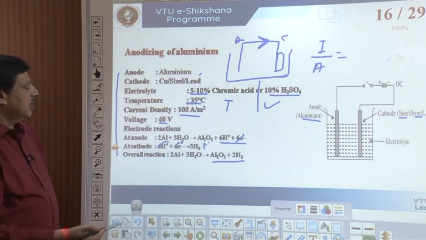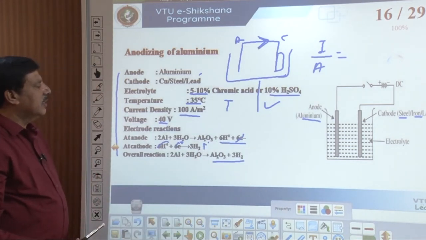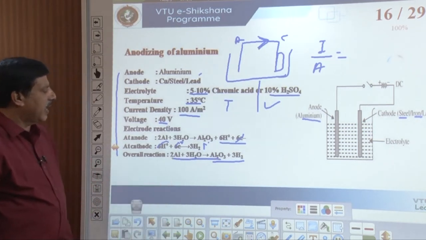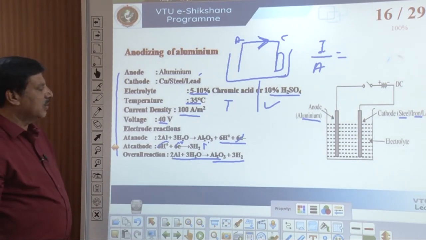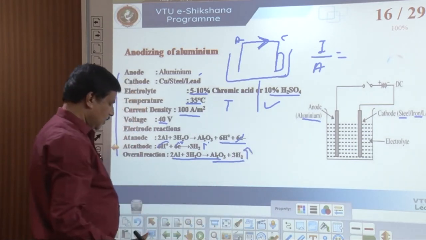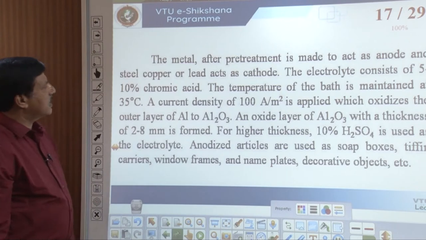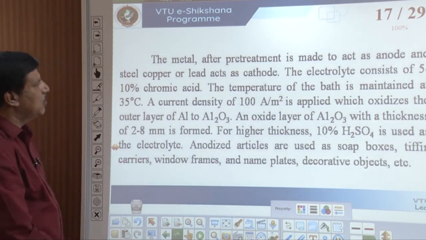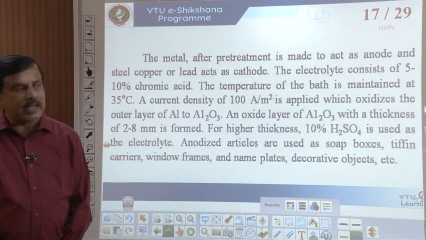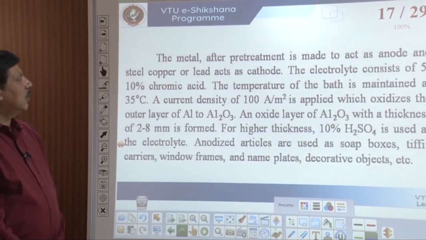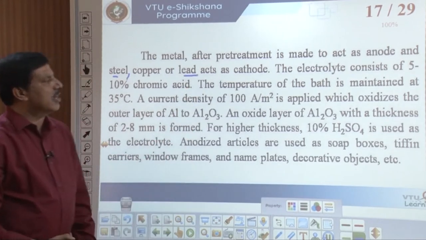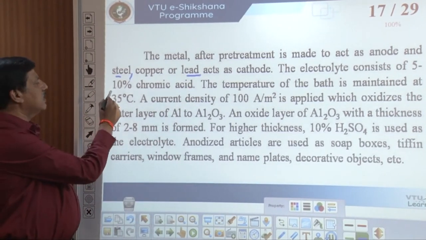The overall reaction is 2Al + 3H2O gives Al2O3, aluminium oxide, plus 3H2, the hydrogen. So, to sum up what I told you: the metal after pre-treatment is made to act as anode, and steel, copper or lead, Pb, acts as the cathode. The electrolyte consists of 5 to 10% chromic acid.